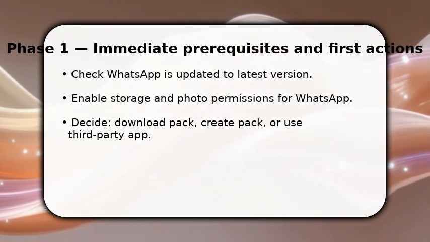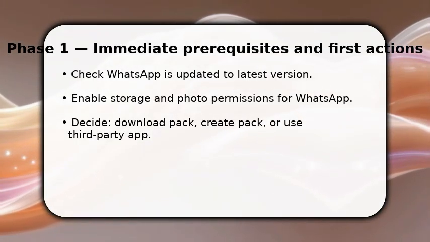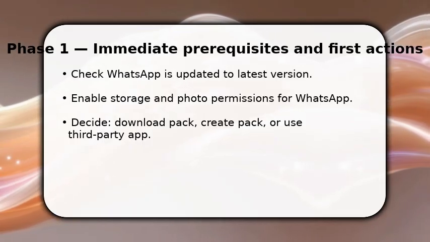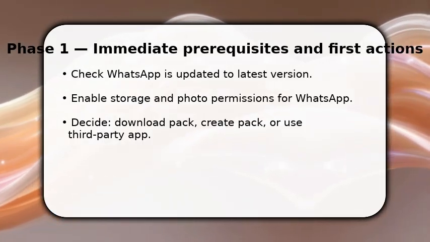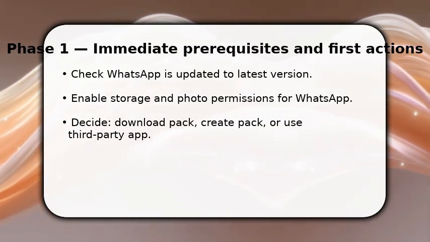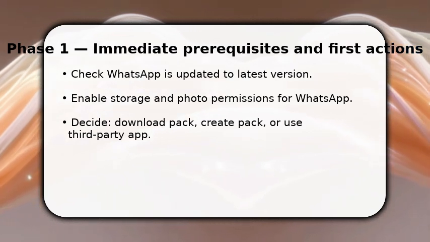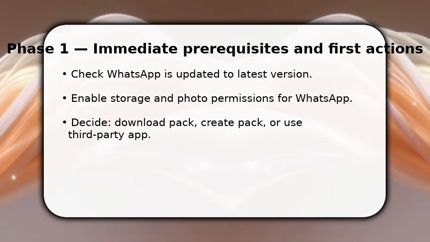Download a ready-made sticker pack from a contact, create your own images, or use a trusted sticker maker app. Make sure your images meet size and transparency needs. Typically 512 x 512 px with transparent background, because WhatsApp requires specific formats for sticker import.